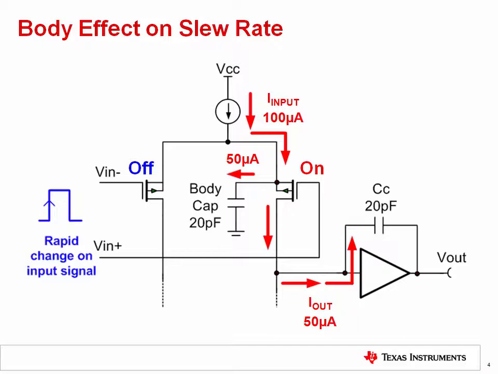Note that the body capacitance will charge to the common mode voltage. Thus, if the common mode voltage is kept constant, as in the case of the inverting configuration, the body capacitance will not affect the slew rate.